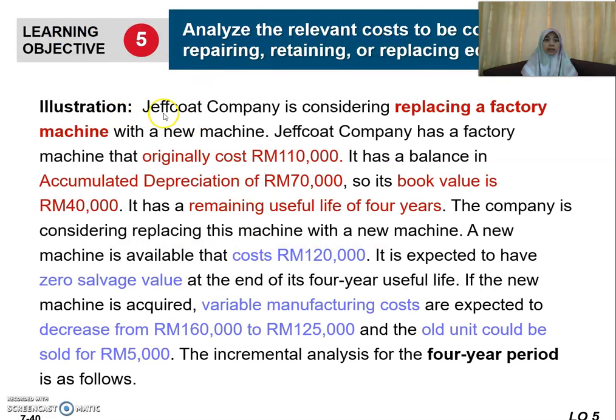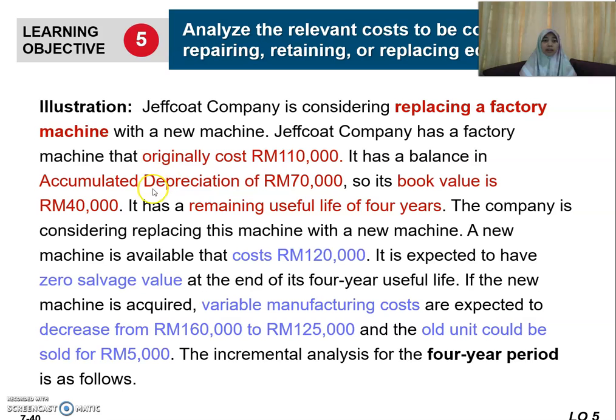Okay, for example, let's look at this illustration. Jeffcoat company is considering replacing a factory machine with a new machine. So you have a factory machine and you want to replace it with a new one. The factory machine originally cost 110,000. This is your sunk cost. You already incurred that cost in the past.